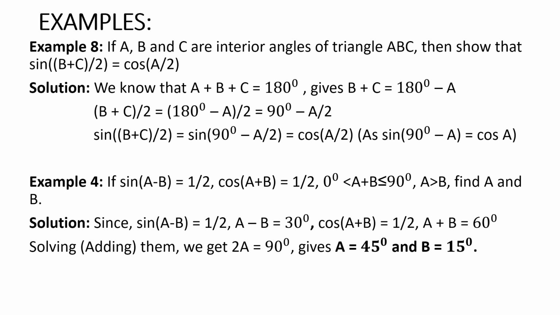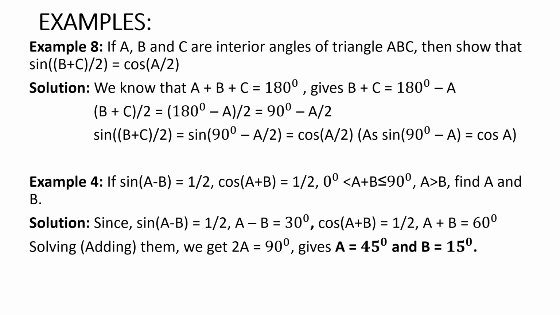Next example: if sin(A minus B) is half, cos(A plus B) is half, 0 degrees less than A plus B less than or equal to 90 degrees, A is greater than B, find A and B. You have to find the measures of angles A and B. Now since sin(A minus B) is half, A minus B has to be 30 degrees. We have seen in the table, and I told you to remember that table, for which angle the sine value is half: 30 degrees. So our angle A minus B is 30 degrees.